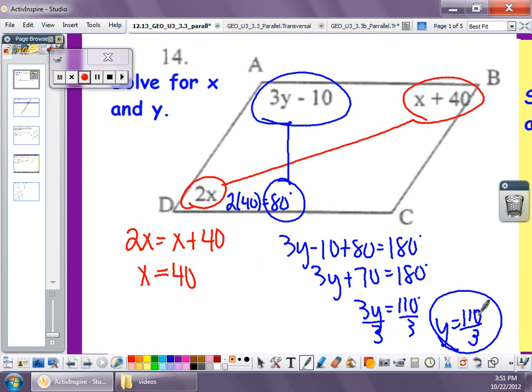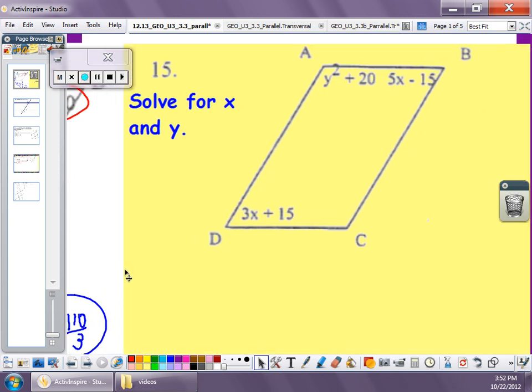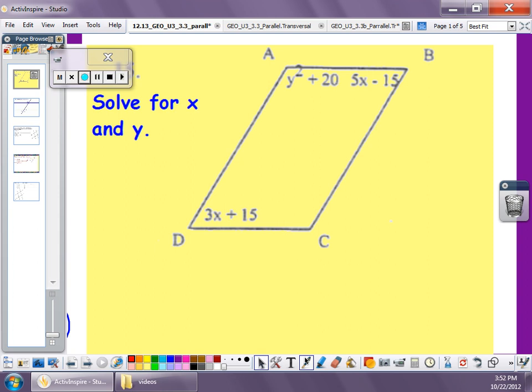Please leave it as an improper fraction. I don't want a decimal because it is not a terminating decimal. And the next one has a lot of the same steps in it.